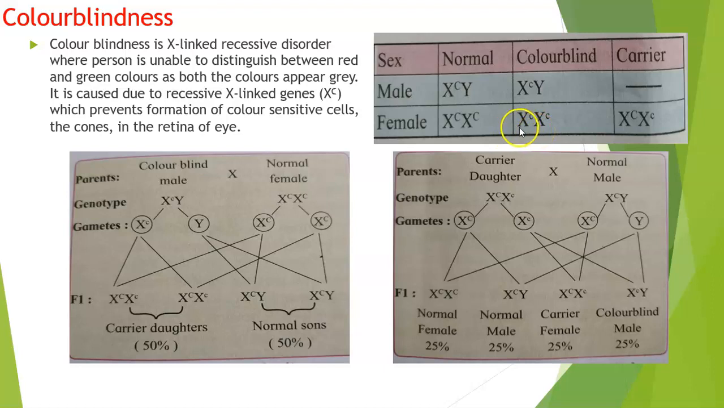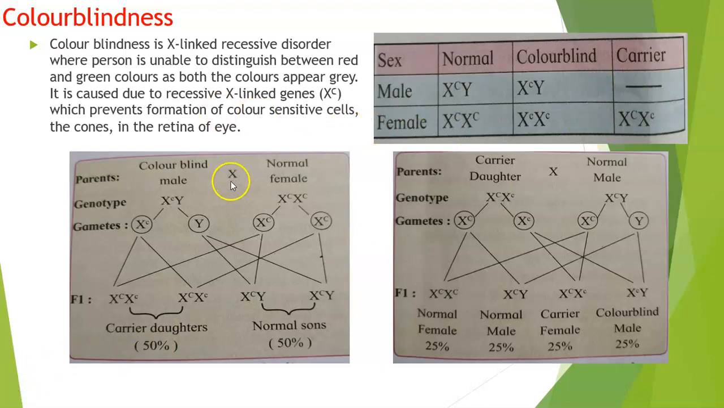The dominant X-linked gene, X capital C, is necessary for the formation of color-sensitive cells in the retina of the eye. So in this particular case where you have X capital C and X small c, the female will not show the trait of color blindness but will be a carrier of that trait.